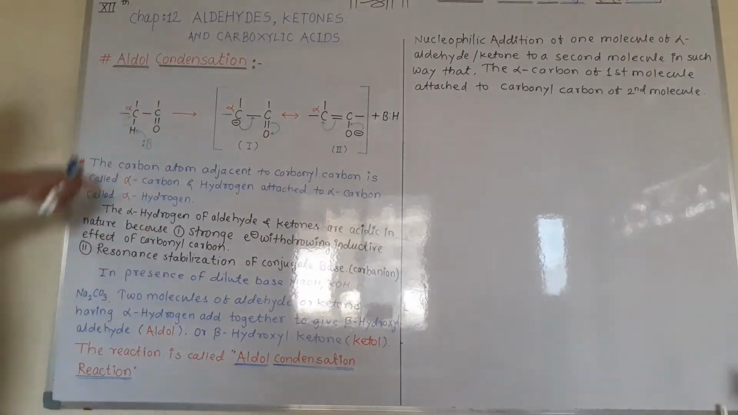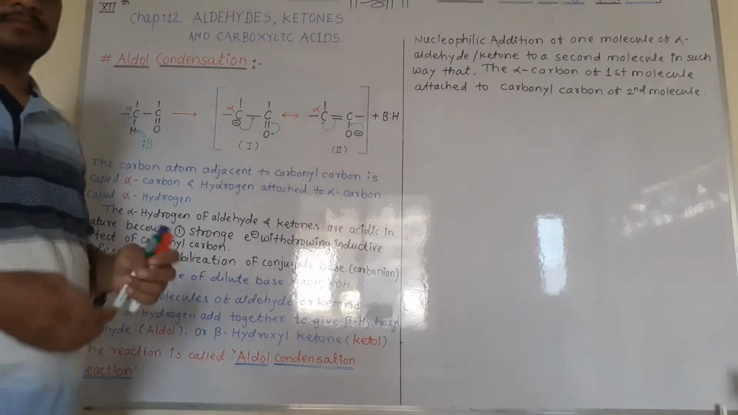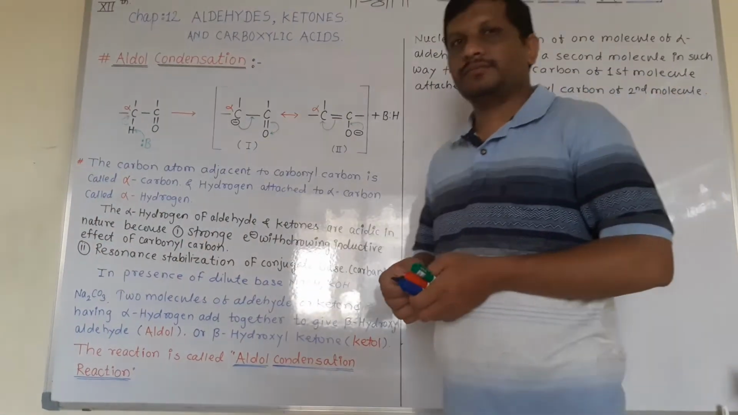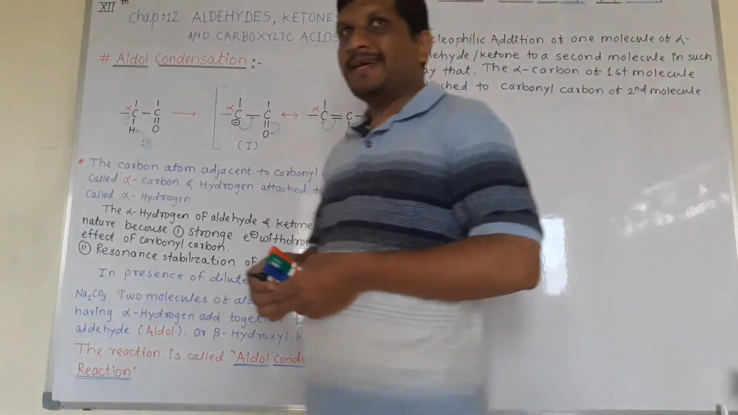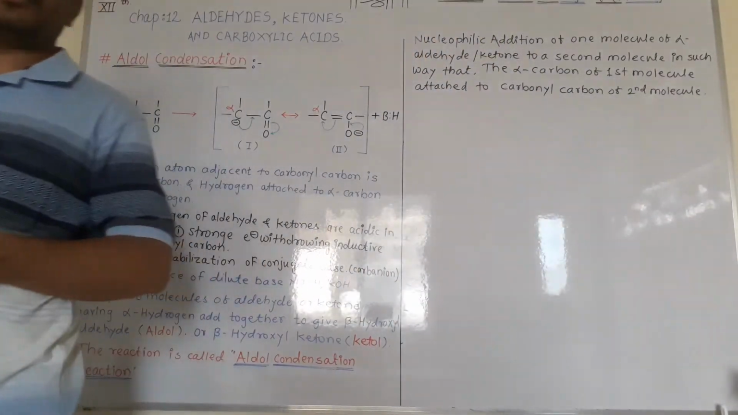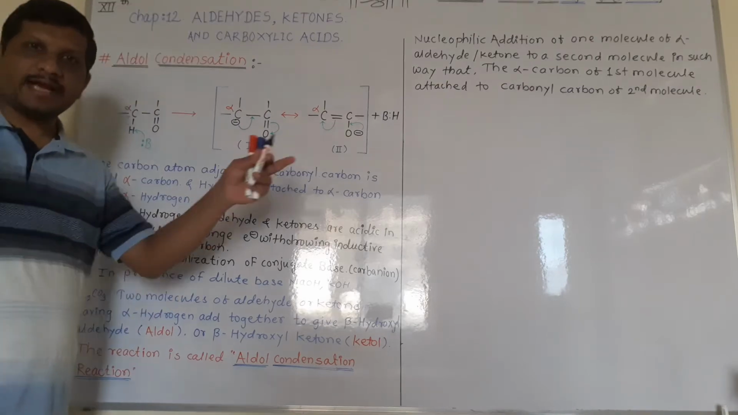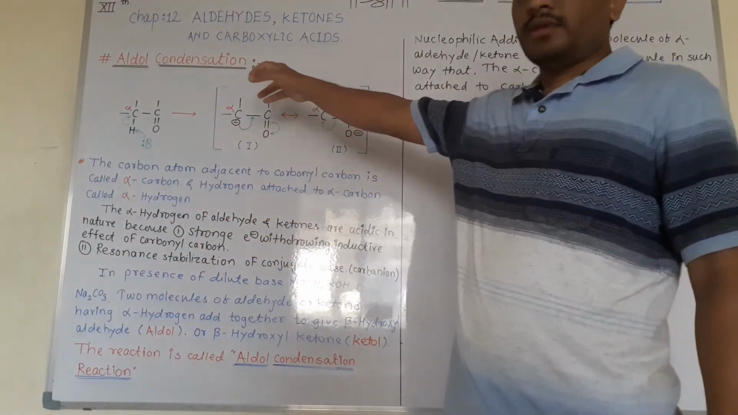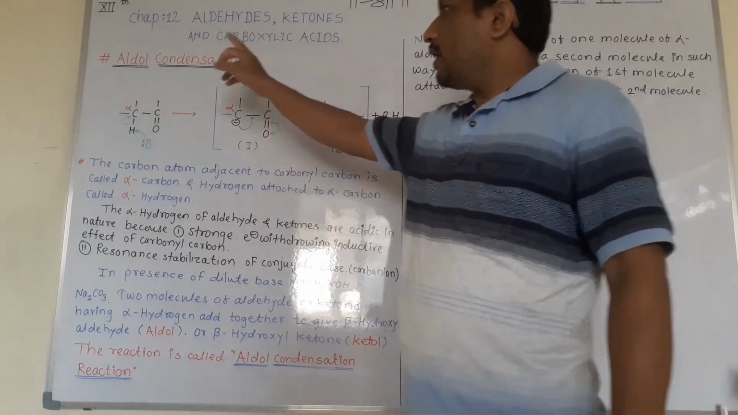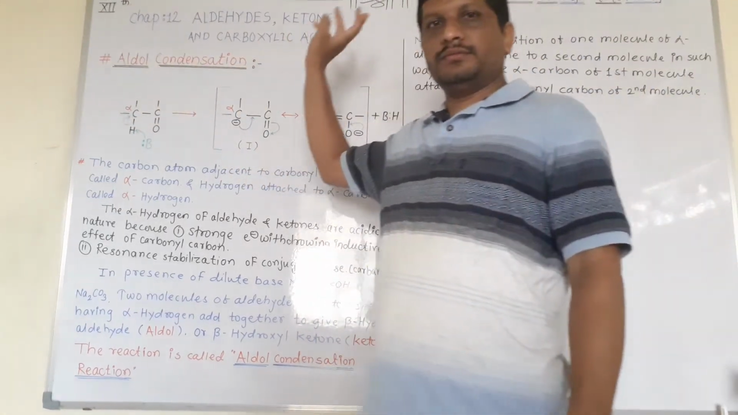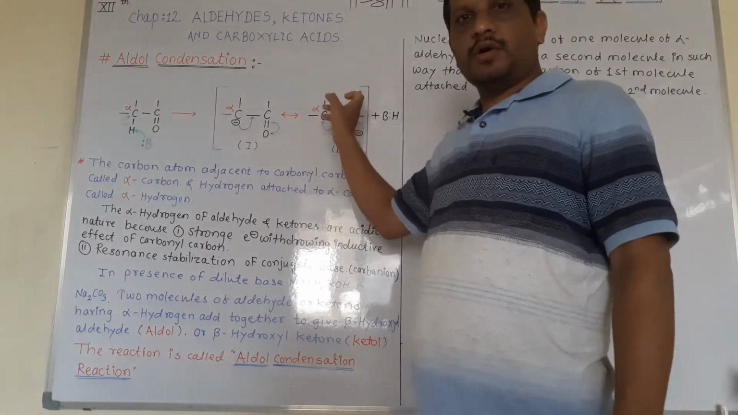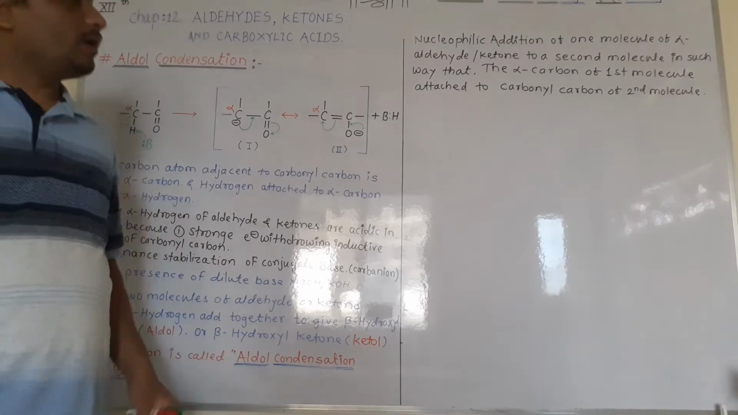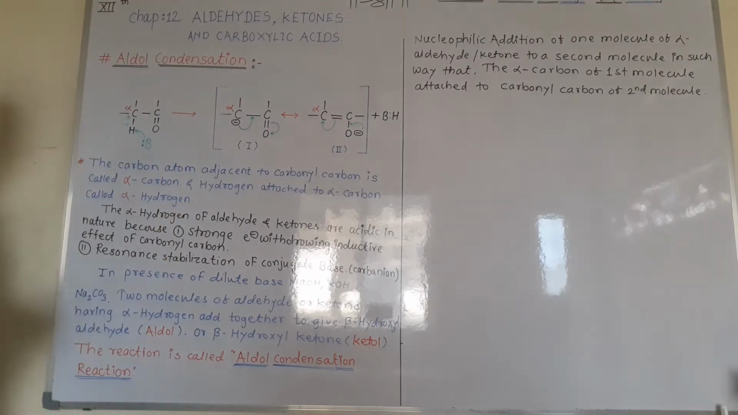Now here is aldol condensation. What is aldol condensation? One molecule of aldehyde and one molecule of ketone react with each other to form the product. It's known as the aldol condensation. Aldehyde plus ketone gives the aldol product, and that's why this reaction is known as the aldol condensation reaction.